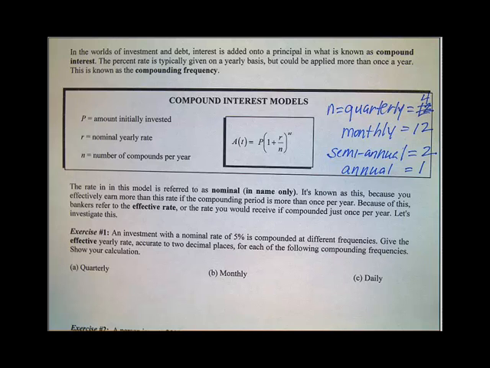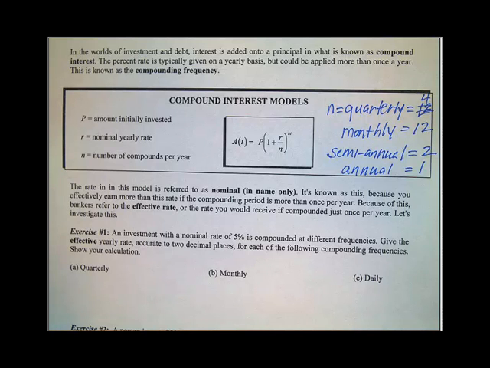So the rate in this model is referred to as nominal in name only. It's known as this because you effectively earn more than this rate if the compounding period is more than once a year. Because of this, banks refer to this as the effective rate, or the rate you would receive if compounded just once a year. Let's investigate this.